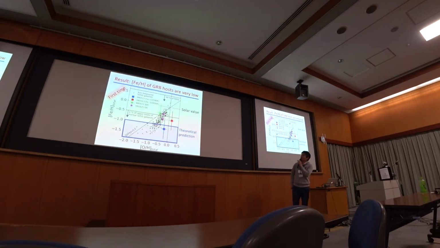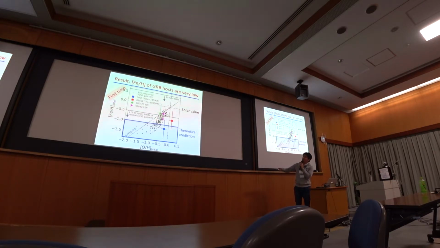Okay, let's compare with the gamma ray burst host galaxies. This is the main result of my talk. This is actually the first time to compare the total iron abundance as a function of total oxygen abundance for gamma ray burst hosts, as well as in comparison with star-forming galaxies.